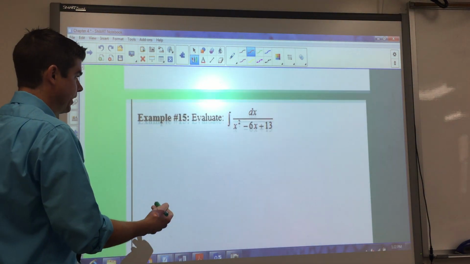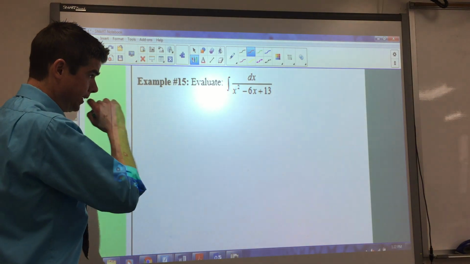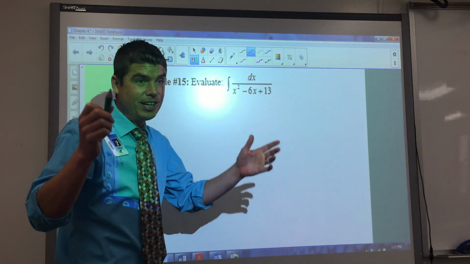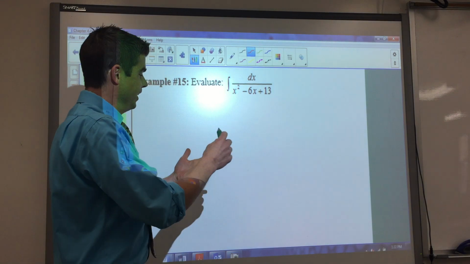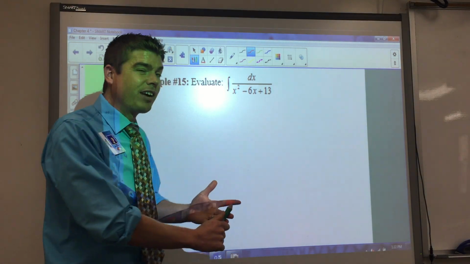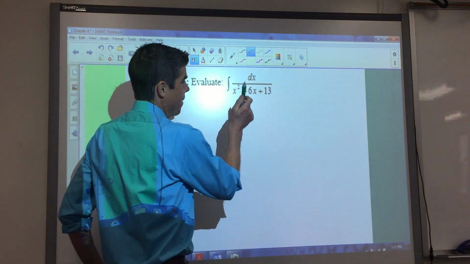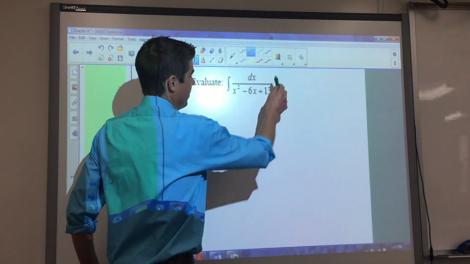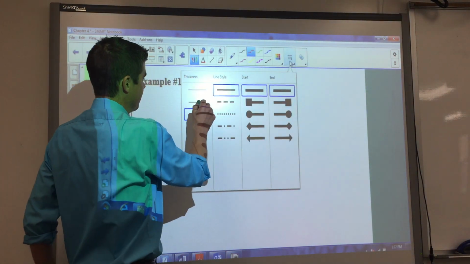I also want to look at example 15 because this one's going to need completing the square, which I love. It's completing the square, it's calculus, it's an inverse trig function. I mean, you cannot get much better than that, which is really cool. I know, I'm a little excited about that.